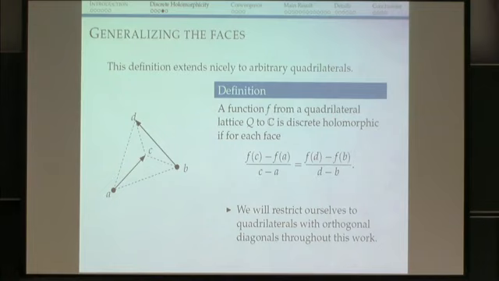Okay. And this is just a little comment here because it makes the theory technically quite a bit nicer. Throughout everything I'm going to be talking about today, we're going to be dealing with quadrilaterals with orthogonal diagonals. This has a number of consequences, but it's the setting where all the properties you expect a discrete holomorphic function to have do get carried over, whereas if you don't have that requirement, there are some issues. Okay.